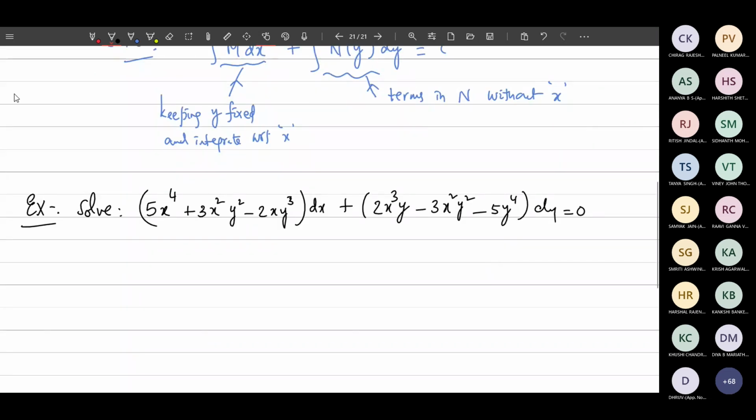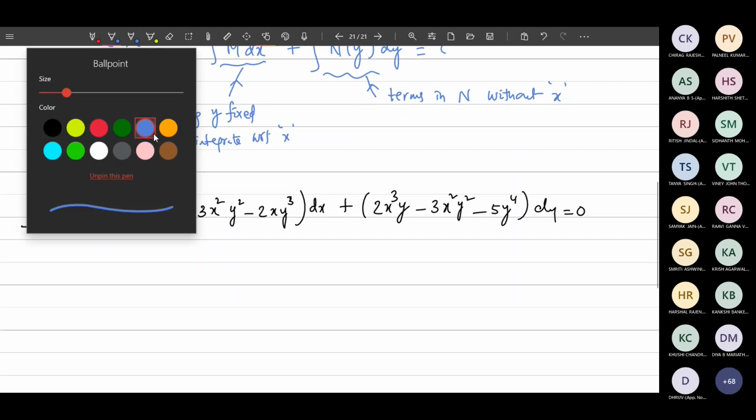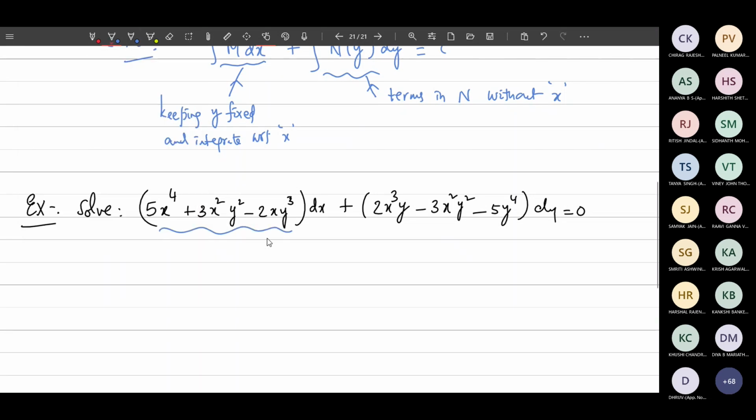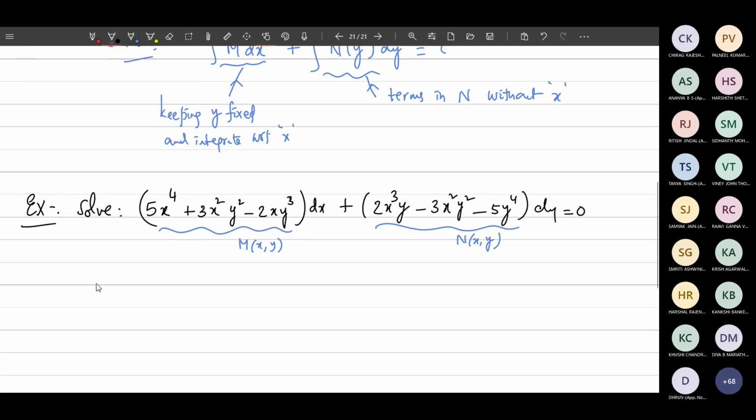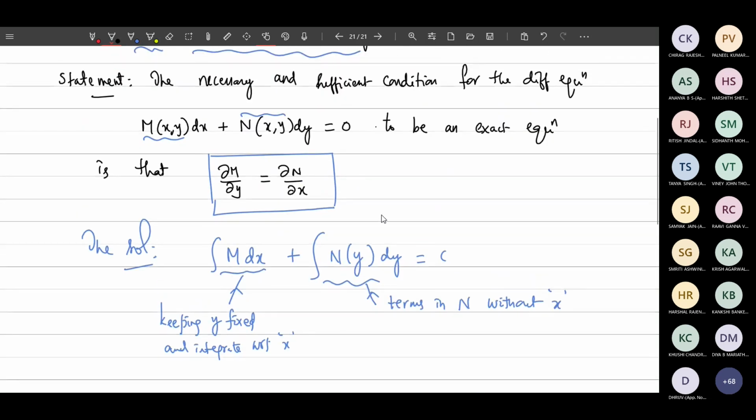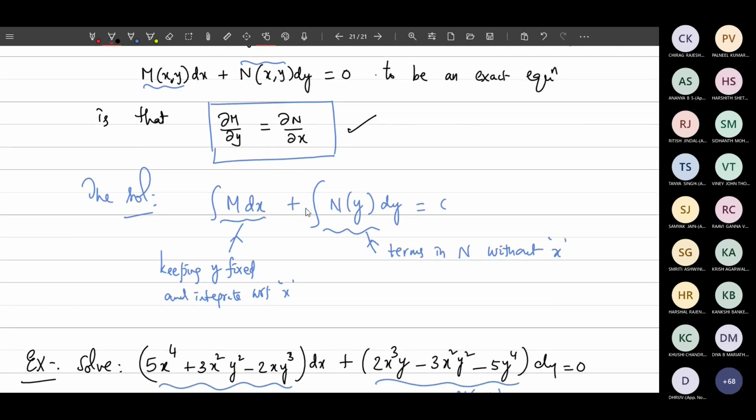Now the coefficient of dx is a function of x and y, say M(x,y), and this is N(x,y). If you look at M with respect to y, it is enough to show that if these two are equal, then the equation is exact. M with respect to y is the same as N with respect to x. If both coincide, you can conclude that the equation is exact, then the solution we can write in this way.